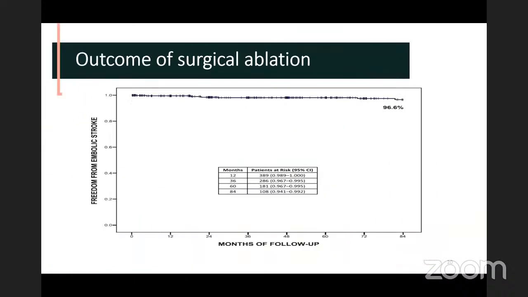In this study, they also examined the freedom from embolic stroke in their patient cohort, and they found that 96.6% of the patients in their group had freedom from embolic stroke, which is a significant number. But there is no comparison between the group that received surgical ablation and the non-surgical ablation group.